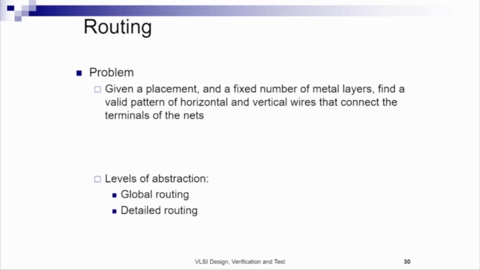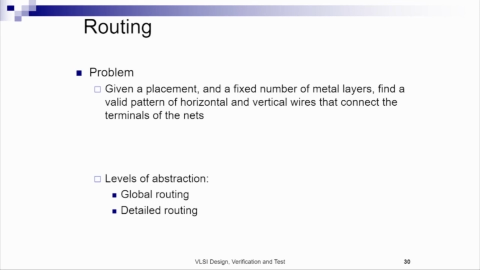With this understanding, we will now move to the routing problem in physical design automation. The problem of routing is as follows. Given a floor planning and placement and a fixed number of metal layers, we need to find a valid pattern of horizontal and vertical wires that connect the terminals of the nets. So, we have the placed blocks, their exact positions known, and we know which wires will be interconnected between these blocks. So, in the routing phase, we need to find actual Manhattan paths through the vacant spaces within the blocks to connect these terminals.